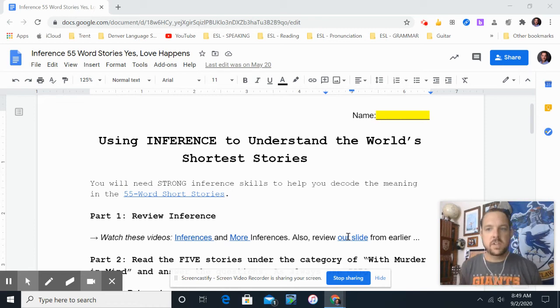Hey everybody, so today we're going to be using our inference to understand these 55 word short stories. They're some of my favorite stories because they're so short, they follow these really specific rules, and there's always a little plot twist or reveal at the end that requires great inference skills to help you understand it. So let me explain a little bit here and then we'll do an example.